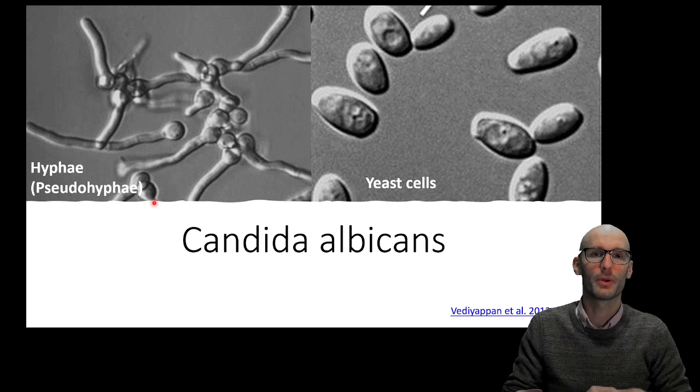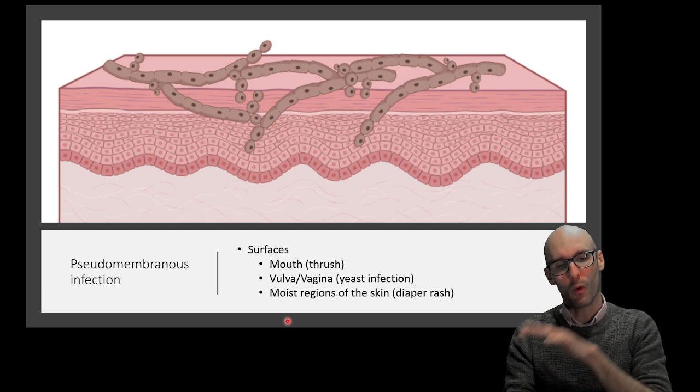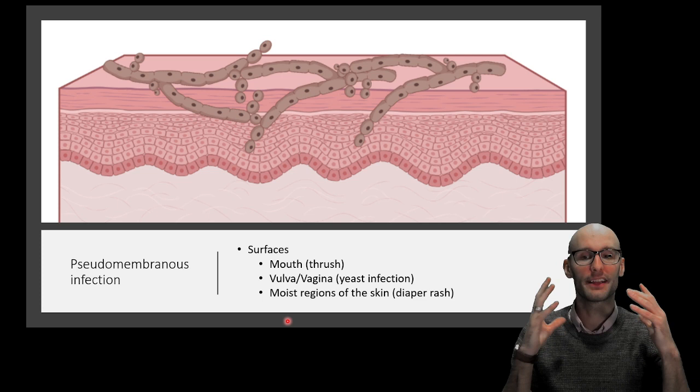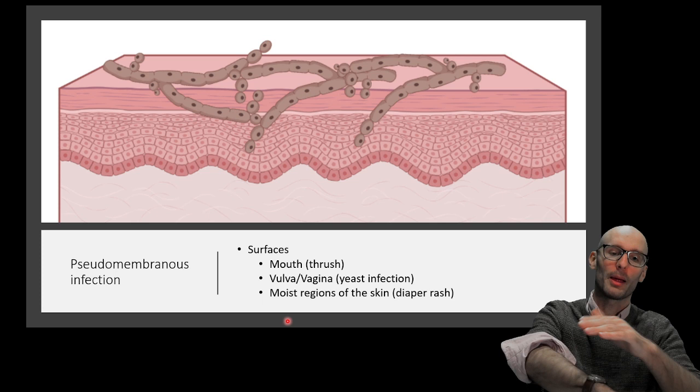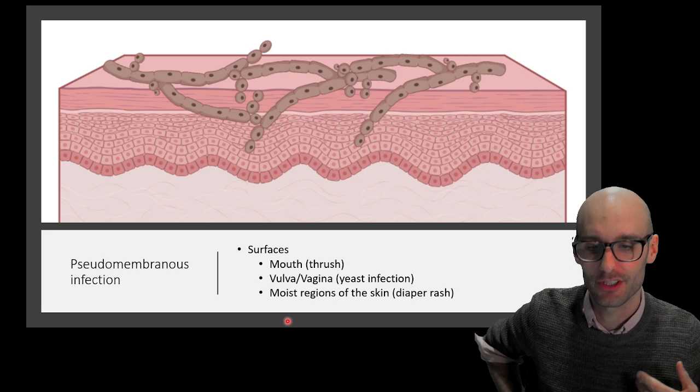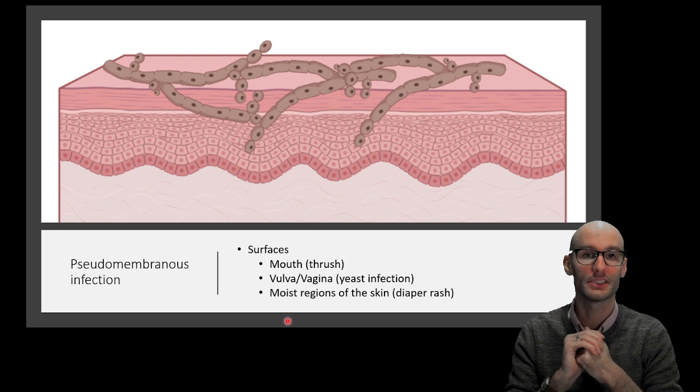Now, on the surface of the skin, while it's invading it, it prefers to be in the hyphae state. Now, pseudomembranous infections are forms of Candida albicans infections that affect the surface of cells. It's called pseudomembranous because it kind of forms a membrane over the infection, although it's not a full membrane, it's kind of rough. Now, it likes warm and moist areas. So it likes the mouth, which causes thrush, it likes the vulva and the vagina, which causes yeast infections, and it likes other moist regions such as diaper rash or under the armpit.